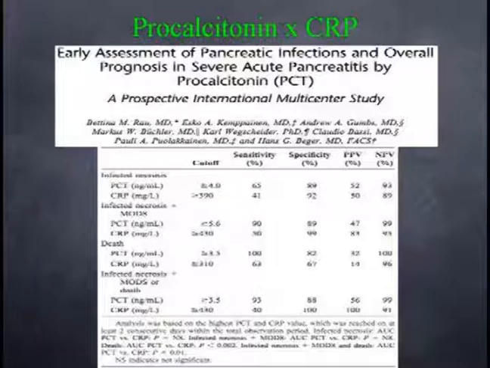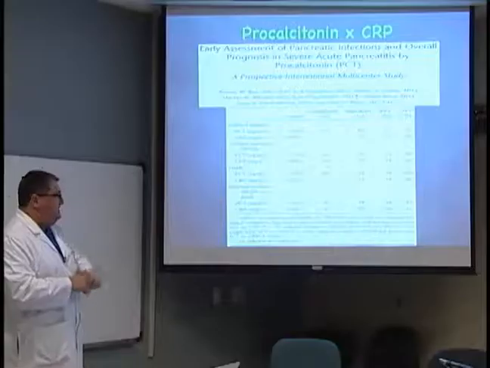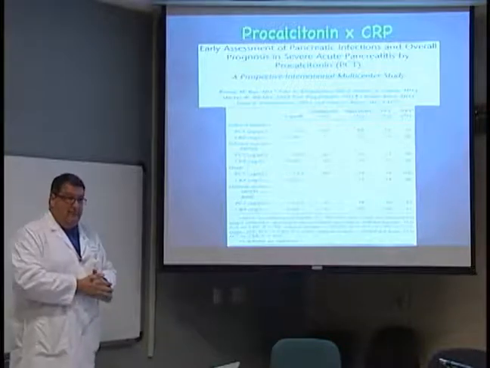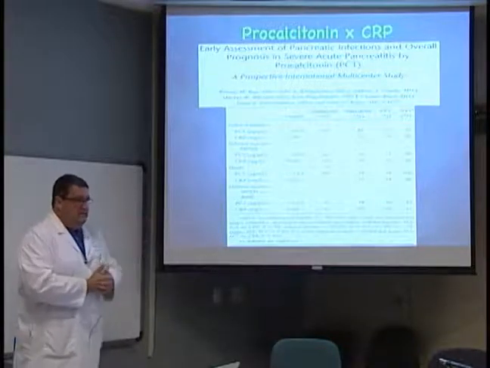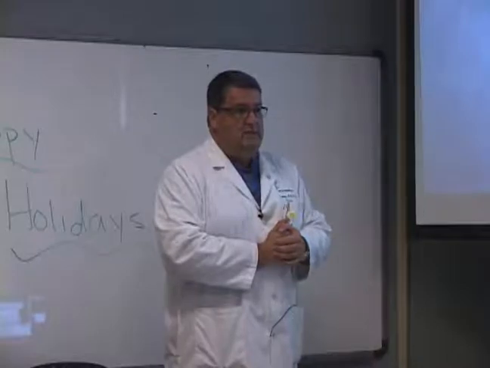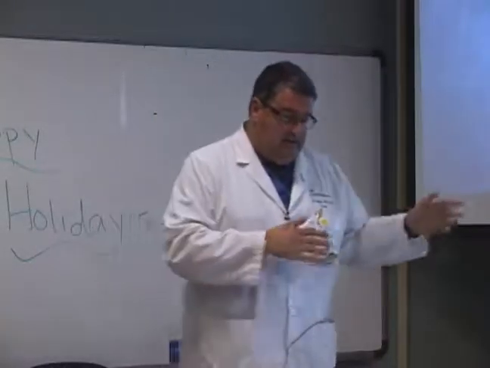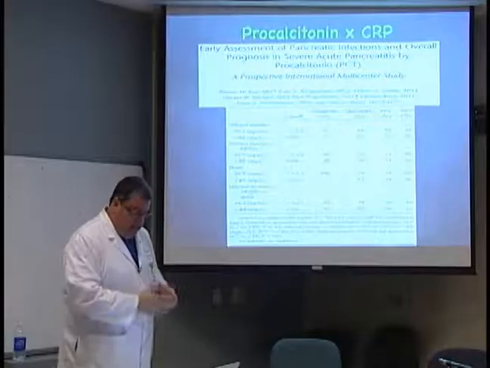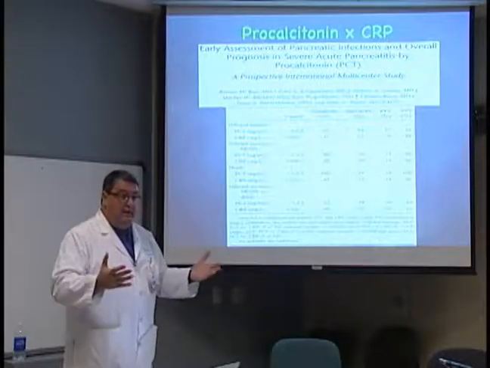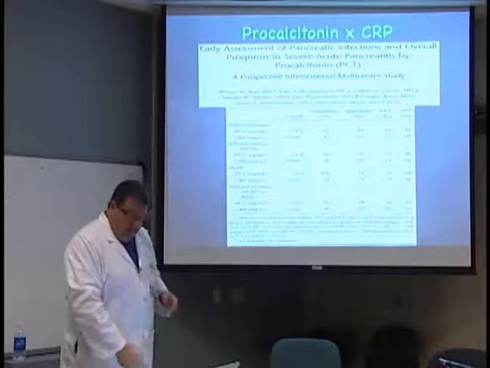And if you put it all together, if you add variables to your model, infected necrosis, multiple organ failure, or death, procalcitonin performs a lot better than C-reactive protein. So this is probably something that we should be paying more attention to and using more often, since the data is pretty convincing that it performs better than the traditional C-reactive protein.